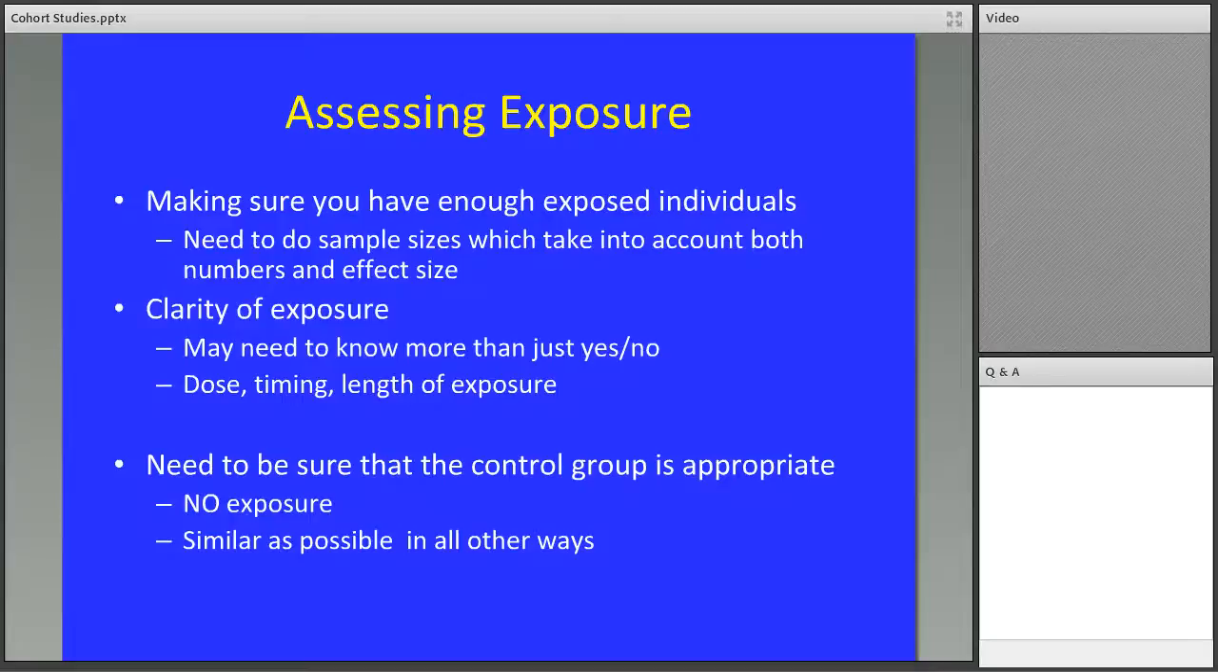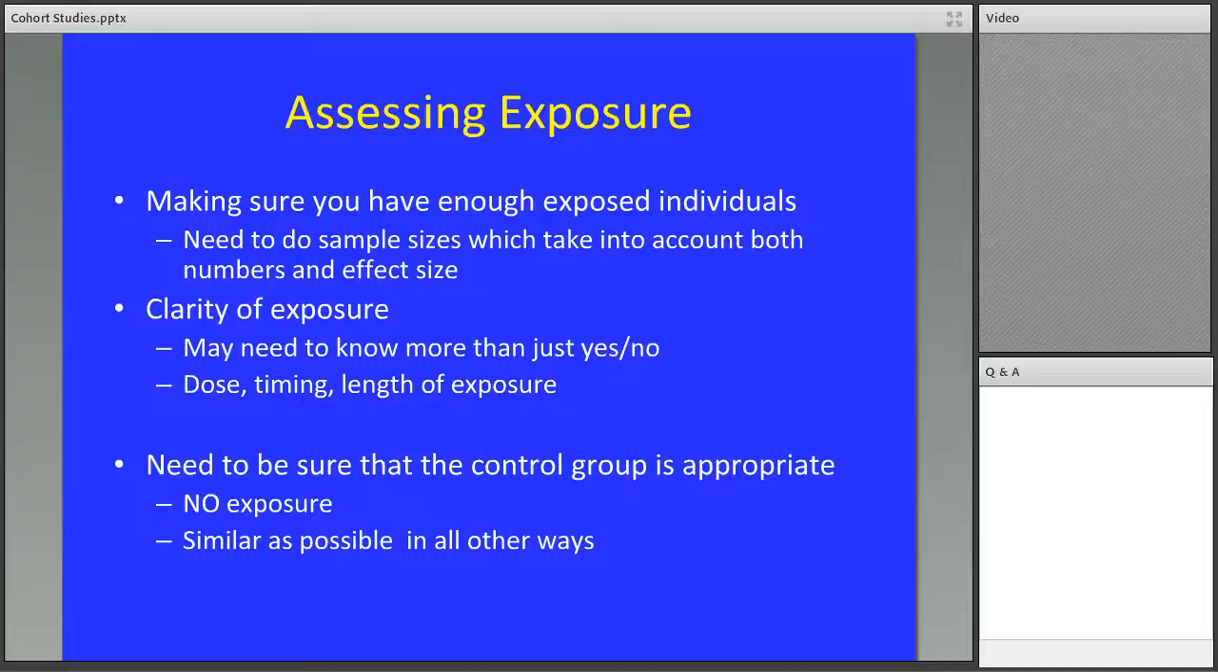Assessing exposure. Make sure that you have enough exposed individuals. You need to do sample sizes which take into account both the numbers and your effect size. You need clarity of exposure. So for example, some things are just yes, no, that's easy. But for many kinds of things that MFMs or doctors want to study, we need to know the dose that they took, the timing of the dose, the length of exposure. These are all important things, especially when we're looking at pregnancy and thinking about exposure in various stages of development.